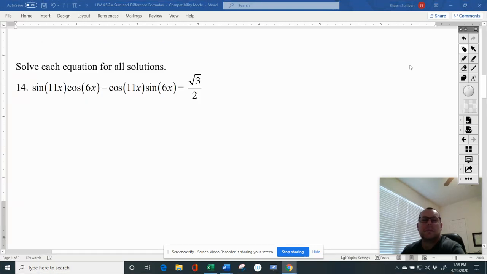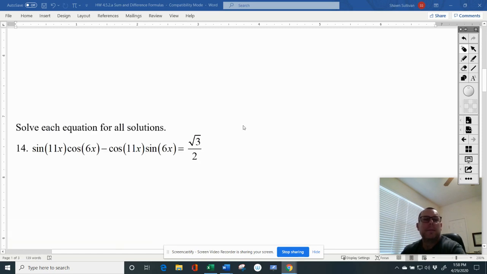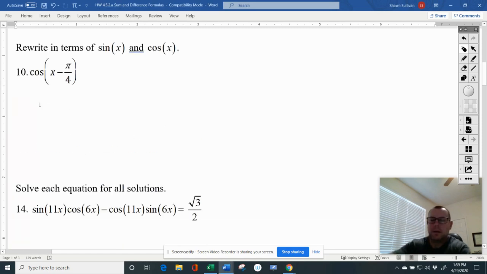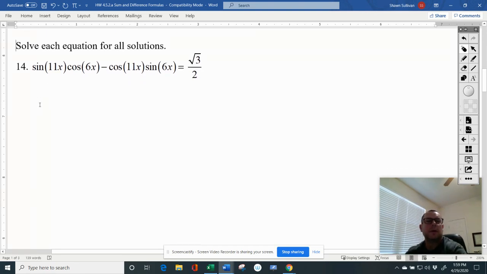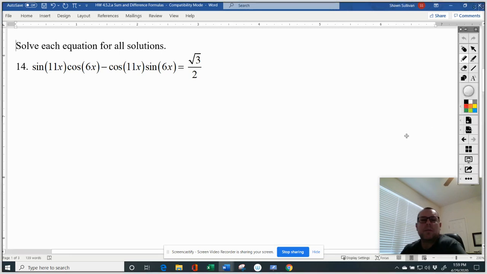Because it's a beast, actually. Let me do it like this, so there's plenty of room. Okay. So problem number 14. This is kind of like this problem. If I remember correctly, a lot of people had trouble with this problem or a problem like this, right? So the thing that we need to remember is that this is sine A cosine B minus, I'm going to write it out.